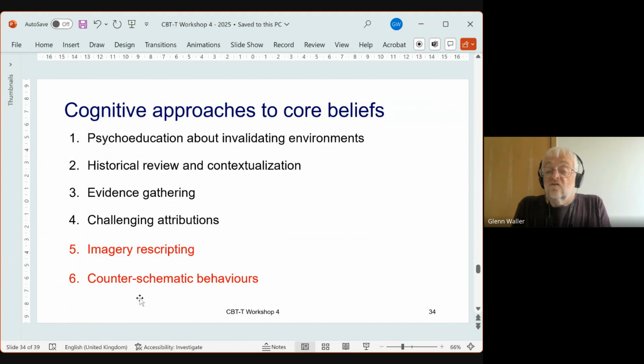And then we want to challenge attributions. This is where we start doing more cognitive work about, does that belief hold true now? Now, if you remember attributional processes, the way that most human beings operate is we think if it's a good thing, it was us that did it. If it's a bad thing, we think someone else did it or it was bad luck.